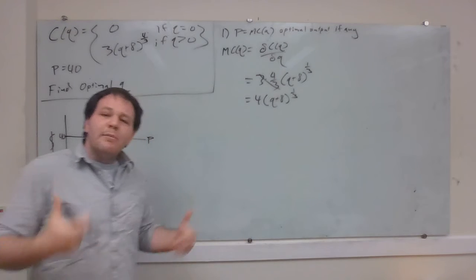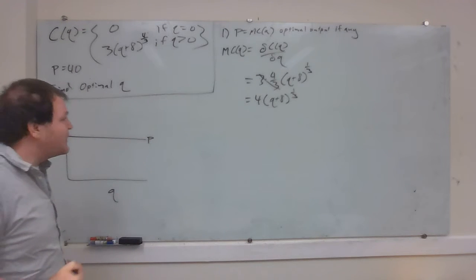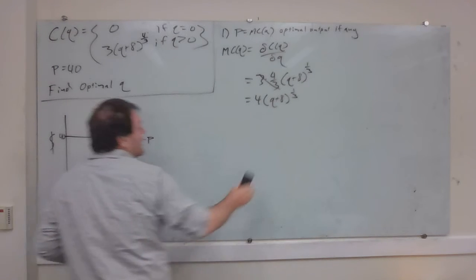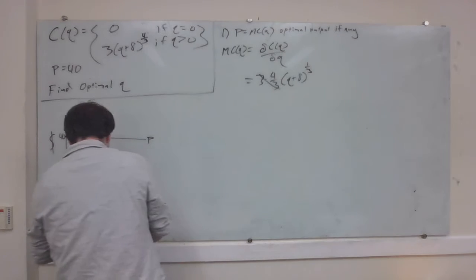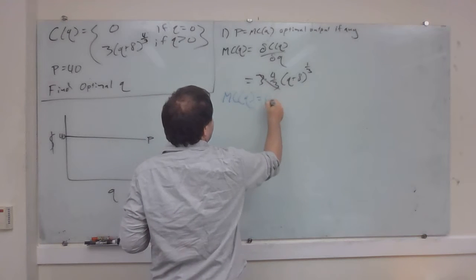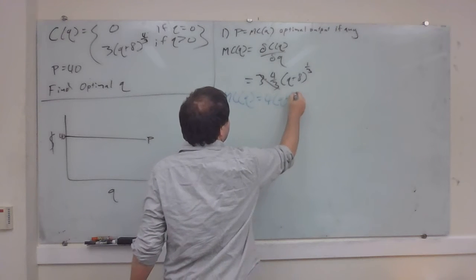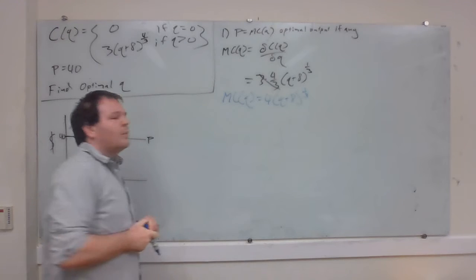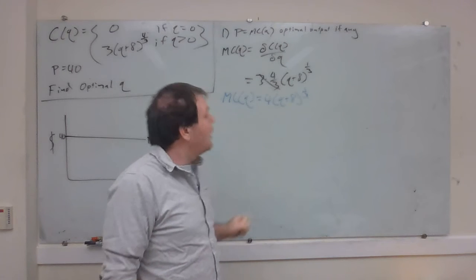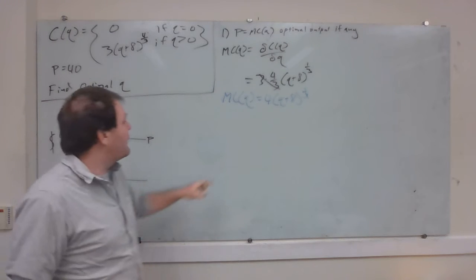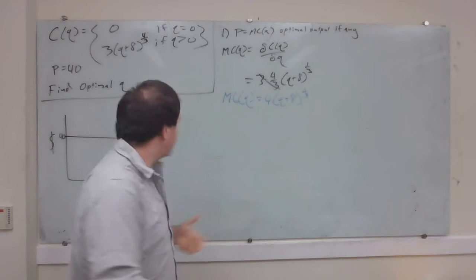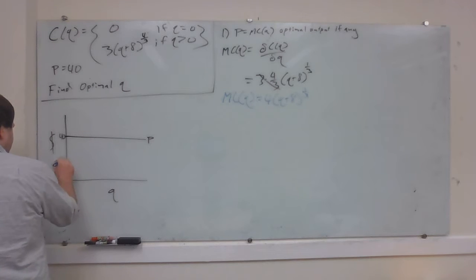Great. Let's take a moment to think about what this means, so we can put it on our picture here. I'm going to color code this blue, I think it's easier to see. So marginal cost of Q is going to be 4 times Q plus 8 to the 1/3. A couple of things to notice. The first thing is that when we're not producing anything, our marginal cost is not going to be 0. What's it going to be? Well, if I plugged in 0 for Q, this would be 4 times 8 to the 1/3. 8 to the 1/3 is 2, so that means my marginal cost curve starts at 8.